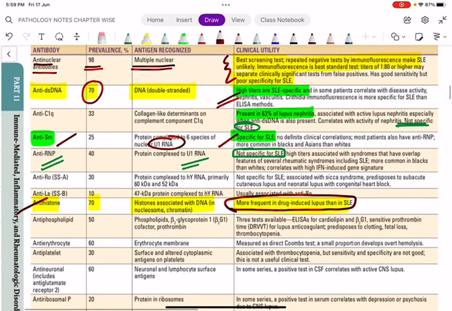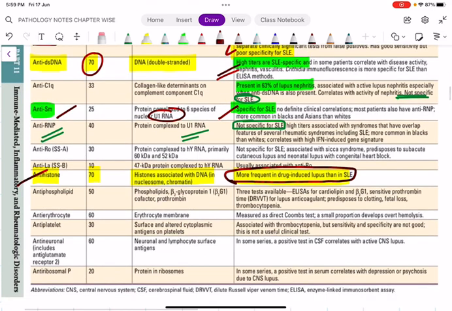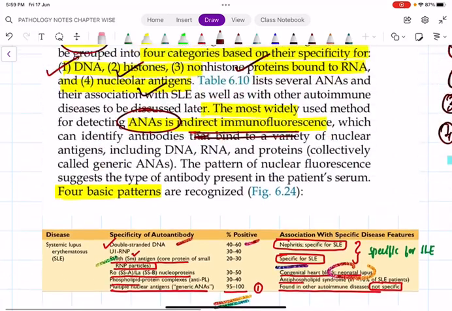So antihistone is more frequent in drug-induced lupus. And the rest of the antibodies are not that important. Okay. So once that is done, remember these are the antibodies.